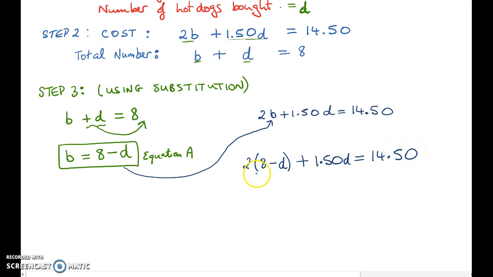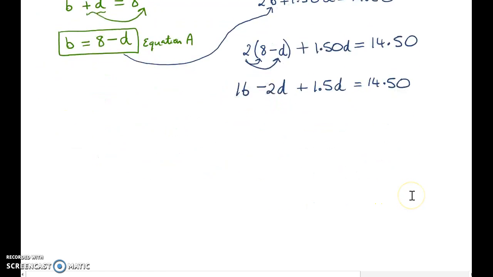Now do our distribution here. I'm going to distribute, so 2 times 8 is 16. 2 times negative d is negative 2d, plus 1.5d, is equal to 14.50. Now what we would like to do is get numbers on one side, letters on the other. So we'll take this 16 and bring it across to the other side, and that will leave you with negative 2d plus 1.5d is equal to 14.5 take away 16.